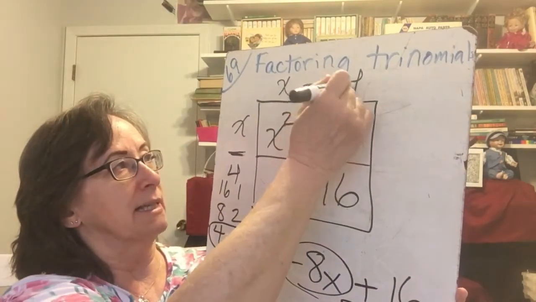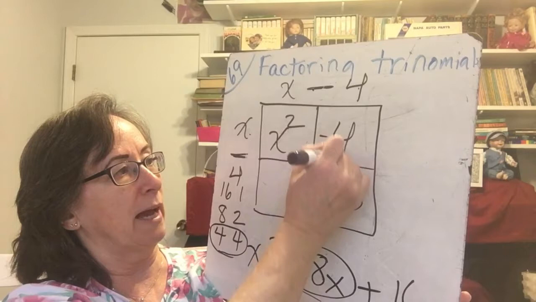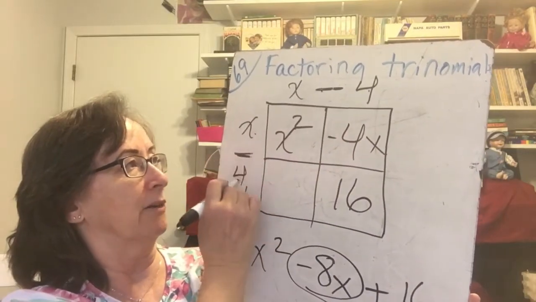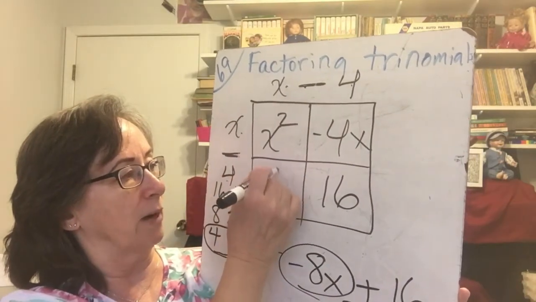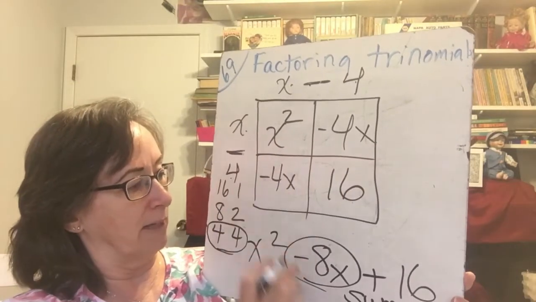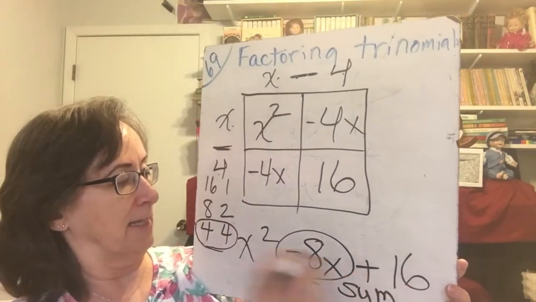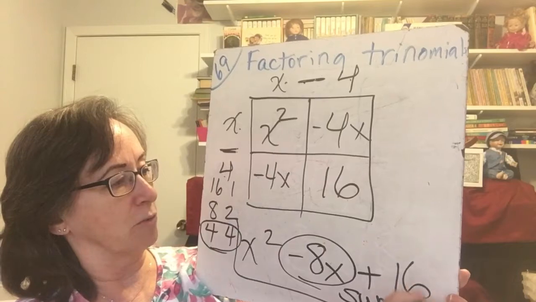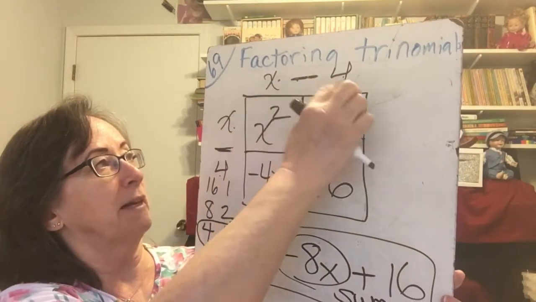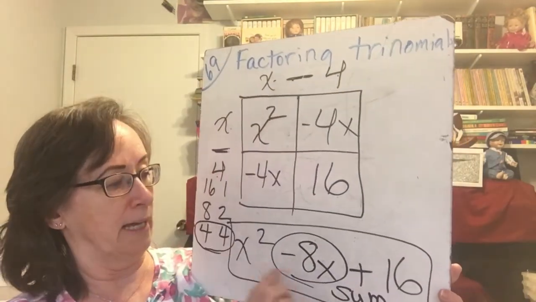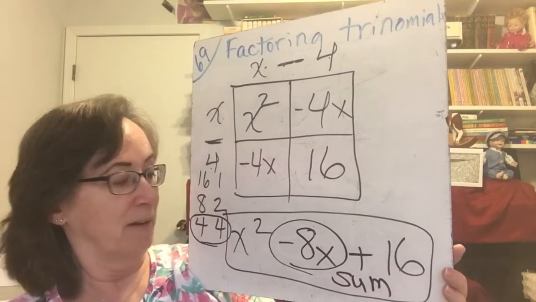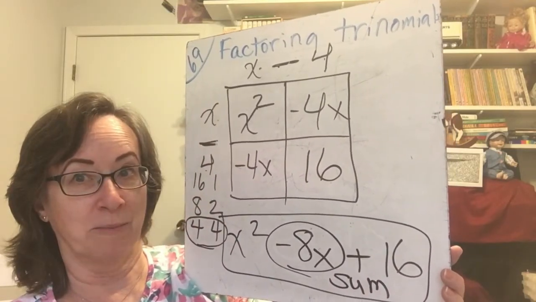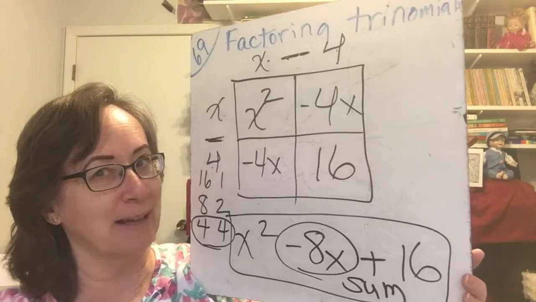That means this is negative 4 times x, negative 4x. That means this is negative 4 times x, which is negative 4x. I add these two together, I get my negative 8x, and everything comes out just right to give me x minus 4 times x minus 4 is this polynomial, this trinomial down here. So that's what the box is.